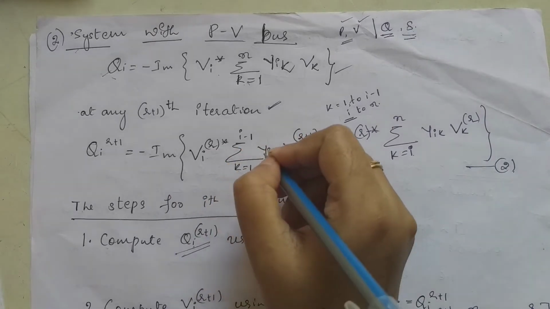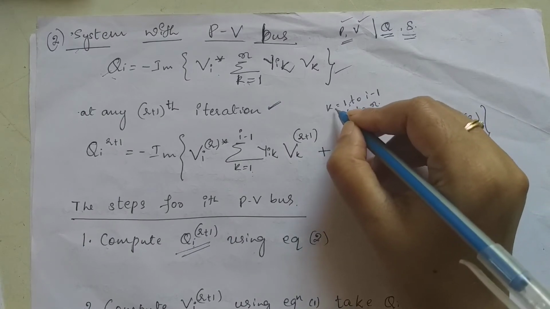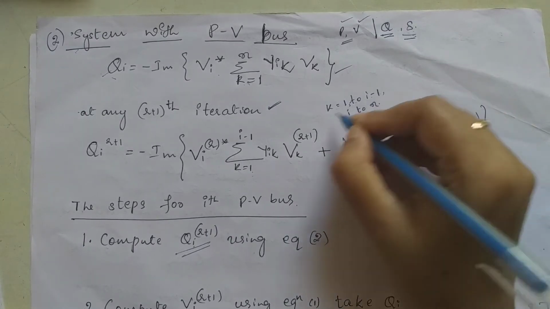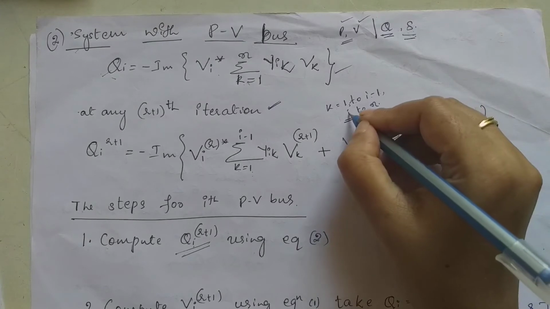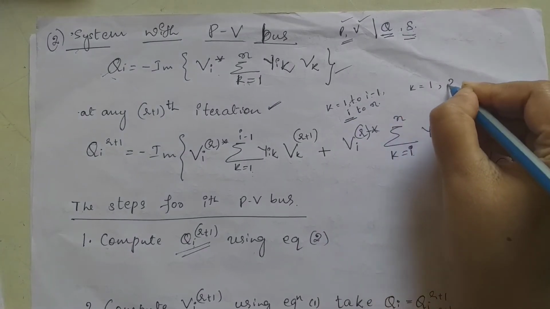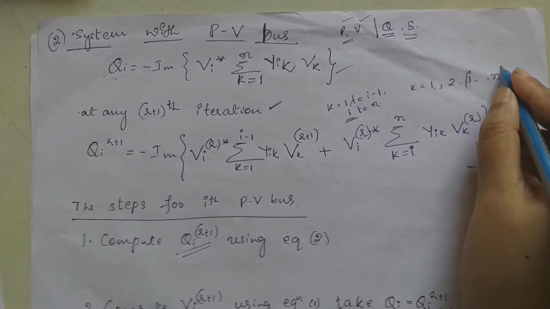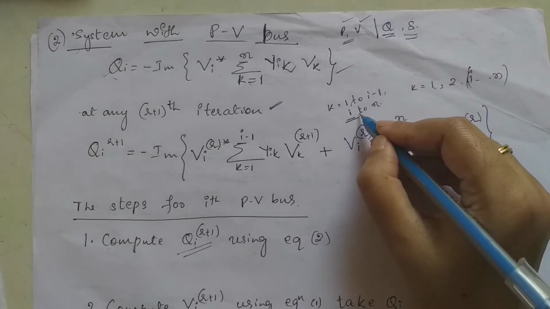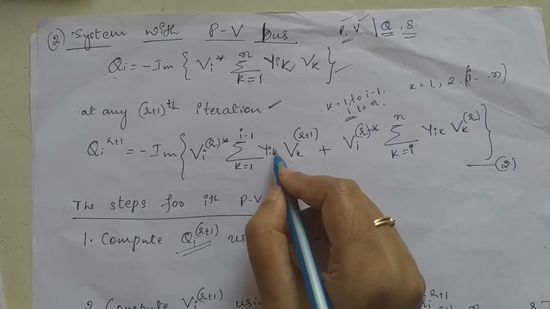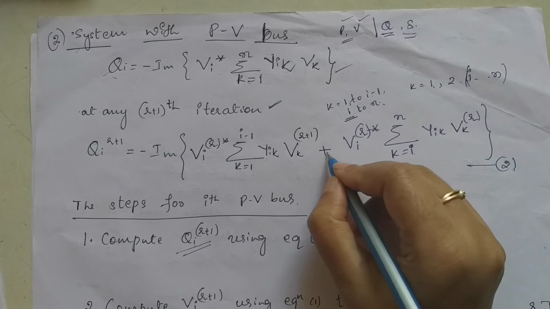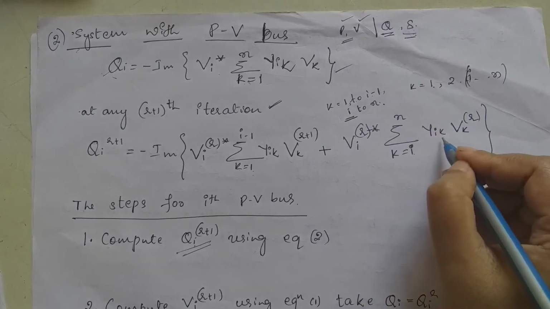We are going to split the summation like this: summation where K varies from 1 to I minus 1. We have not taken the ith term outside. The next value after I minus 1 is I, because K varies from 1 to N and I comes in between. So 1 to I minus 1, the next range will be I to N. So summation where K varies from 1 to I minus 1, Yik Vk r plus 1, plus Vi r conjugate summation where K varies from I to N, Yik Vk r.